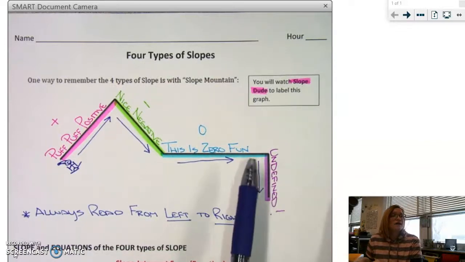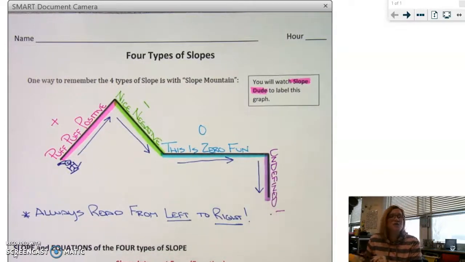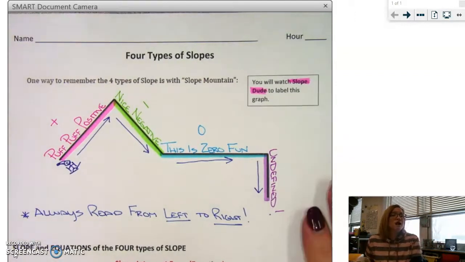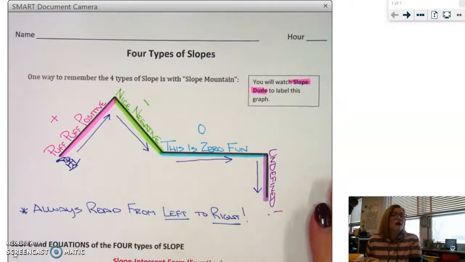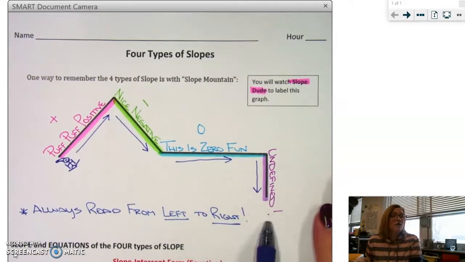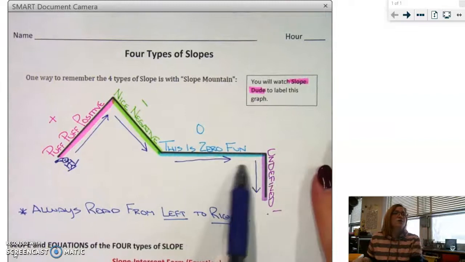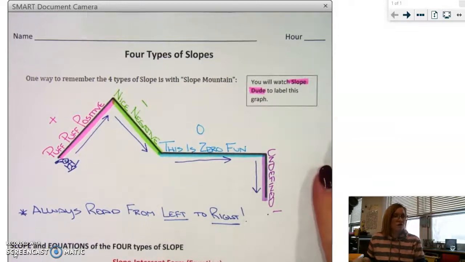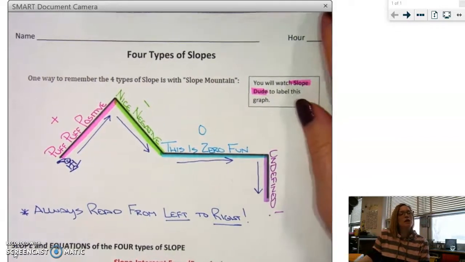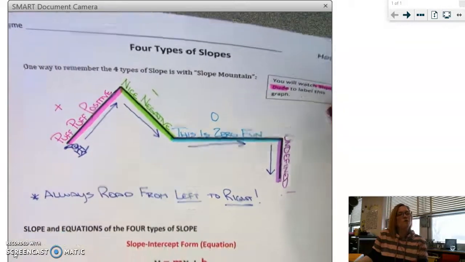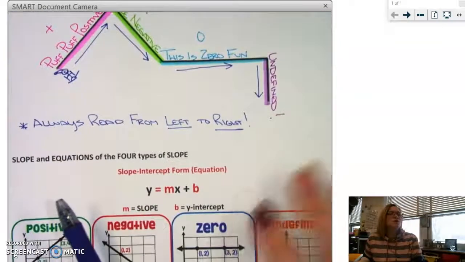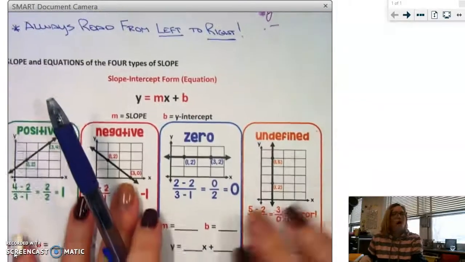And then finally he gets to the end. He wasn't paying any attention because he was talking to his friend, and he didn't notice that there was a cliff, and it just went straight down. Straight down is your vertical lines on a graph, and vertical lines have an undefined slope. And he says the worst curse word ever in math: undefined. That was the adventures of Slope Dude. So that's what you should have gotten overall about the 4 different types of slope. Let's see how to use those 4 types of slope as we move on.